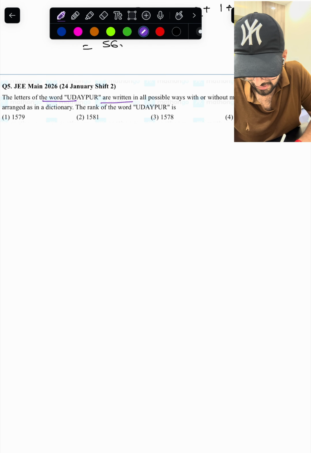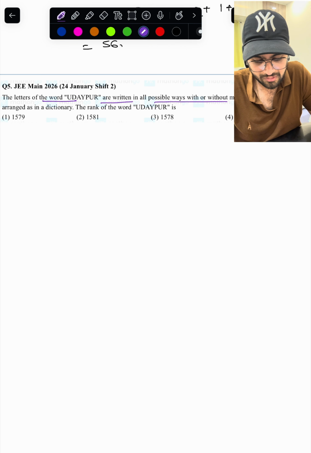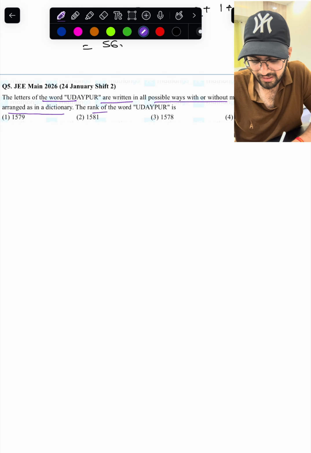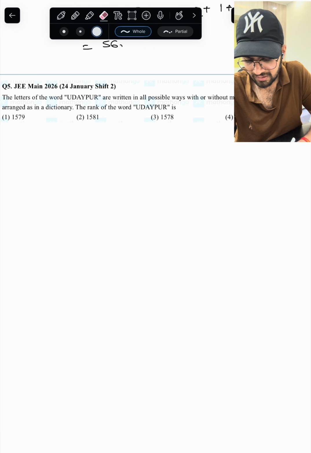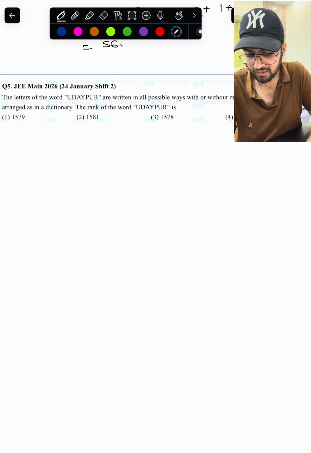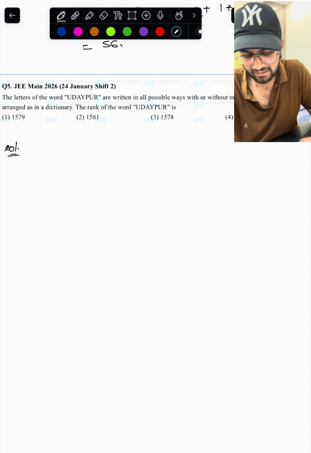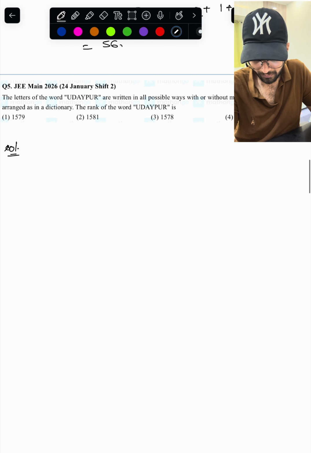The letters of the word Udaipur are written in all possible ways, with or without meaning, and these words are arranged in dictionary order. The rank of the word Udaipur is. So it's a pretty board exam question, so we can solve it very easily. We need to calculate the rank of Udaipur, right?